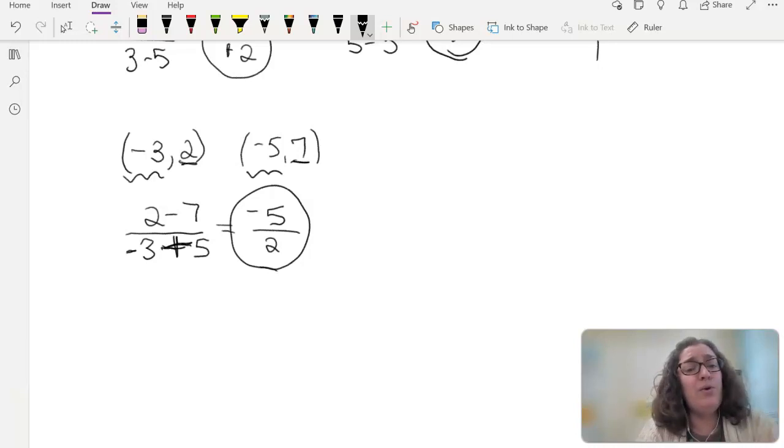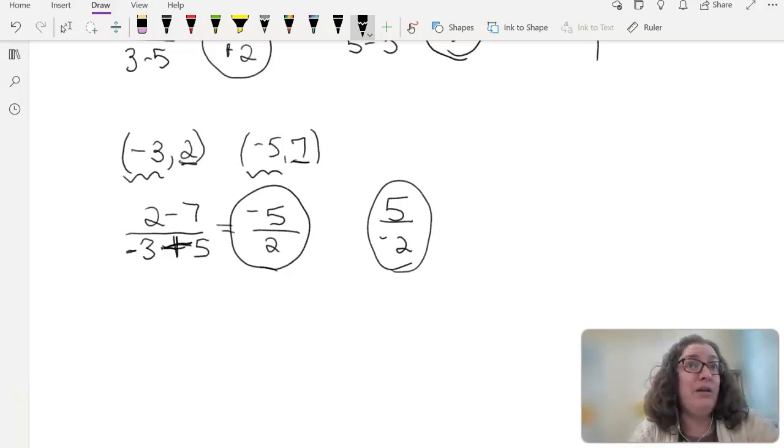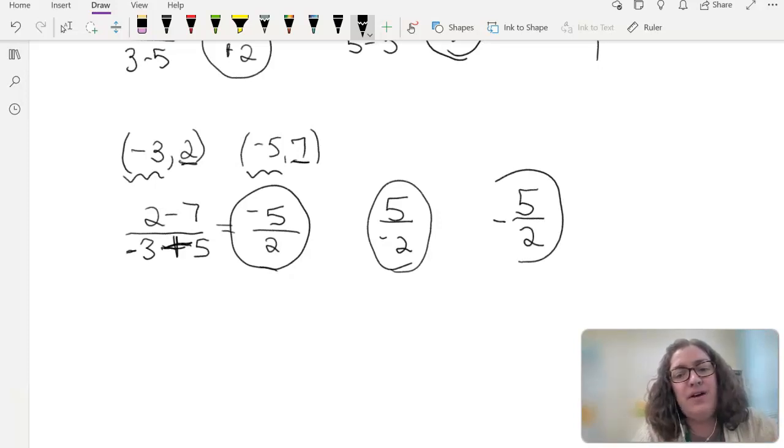Again, you could have gone the other way. We could have started with 7 minus 2, and then negative 5 minus a negative 3. I would end up with the same thing. It would just look like a 5 over negative 2, but that's still a negative 5 over 2. Remember that negative can either be in the numerator, in the denominator, or just right out front, negative 5 over 2. We just can't put the negative with the top and the bottom because remember those two negatives actually make it a positive.